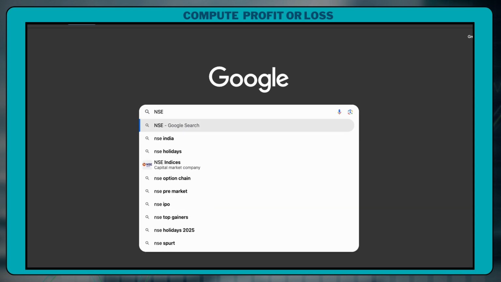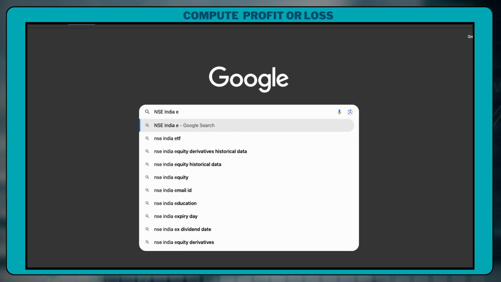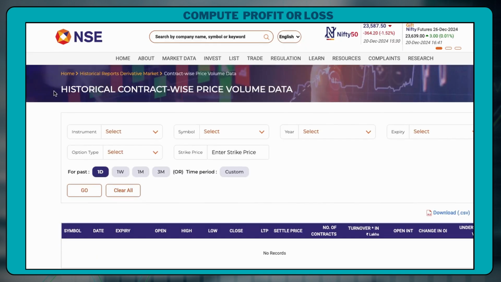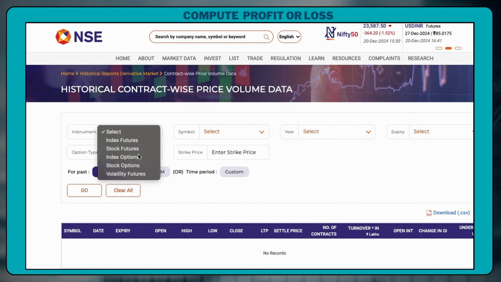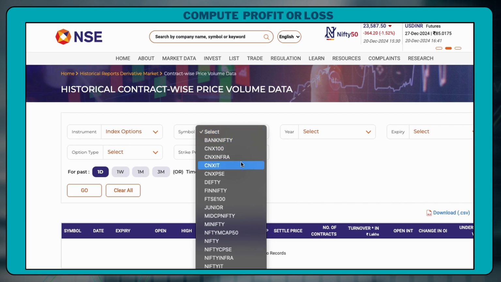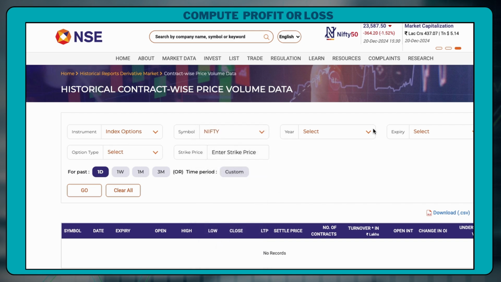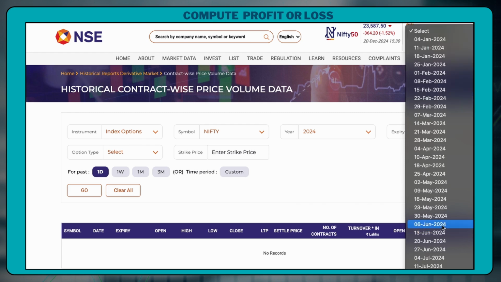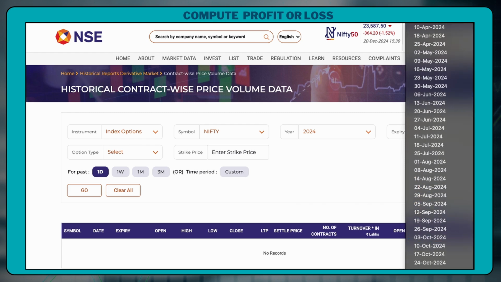Now, to examine the Nifty options data for that period, start by searching online for NSE equity derivatives historical data and clicking the first link, which will direct you to the NSE website. On the website, select Index Options under the Instrument section and choose Nifty as the symbol. Then select the year as 2024. For the expiry date, choose 31st October, which is the last Thursday of the month.